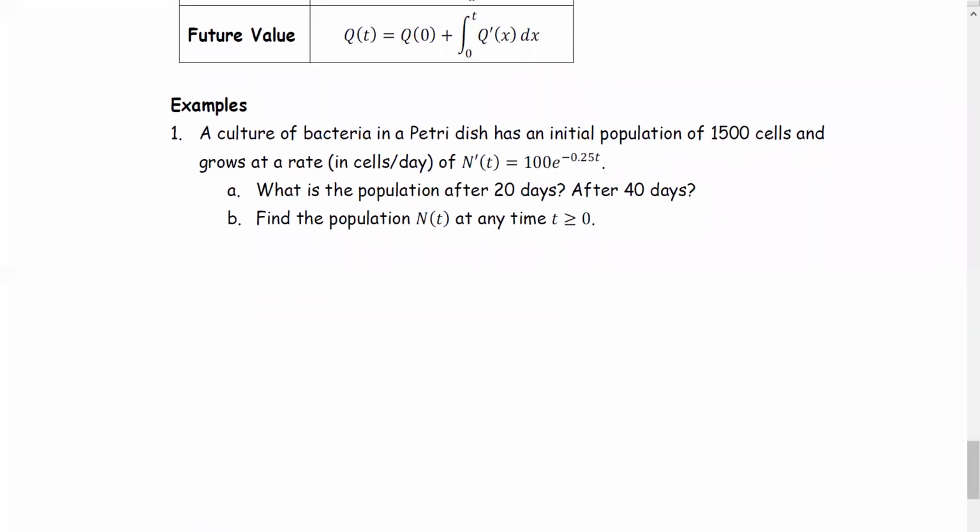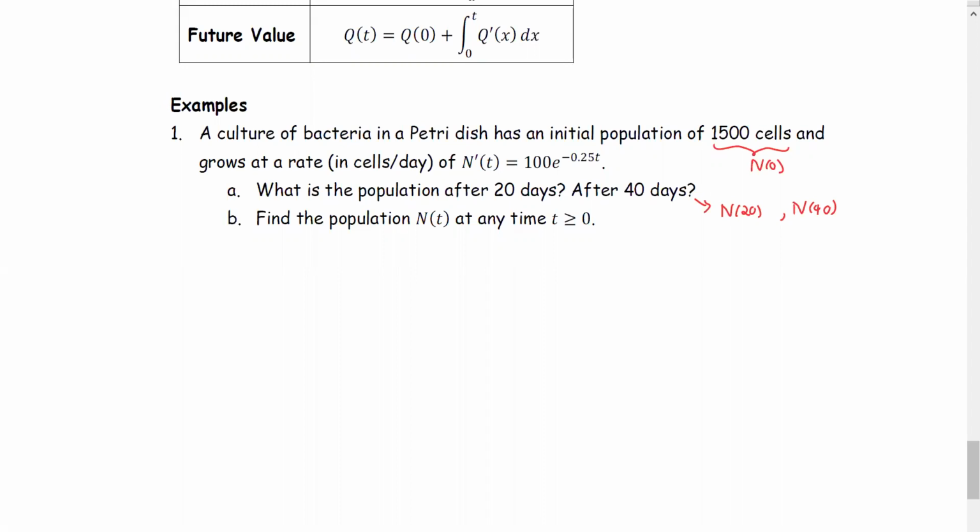Example: a culture of bacteria in a petri dish has an initial population of 1,500 cells and grows at a rate of cells per day of N prime of t equals 100 times e to the negative 0.25t. 1,500 cells is N of 0, the initial population. In part A, what is the population after 20 days and after 40 days? The question asks you for N of 20 and N of 40.